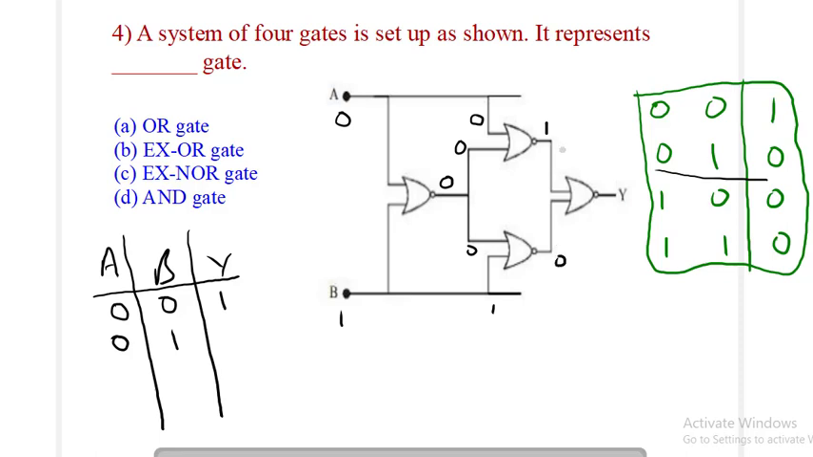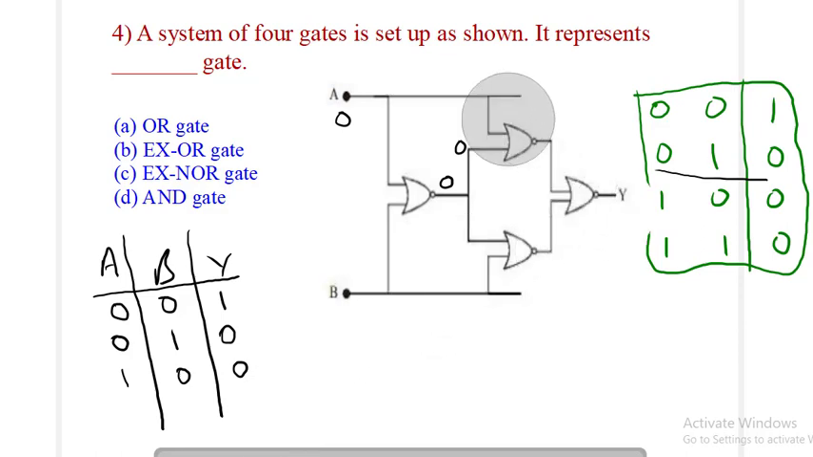So for any input of 1, the output becomes 0, so this is 0. For the second case we have 0. Because this circuit is almost symmetric, even for 1 0 we will get the output as 0. Now the last case we will directly observe.